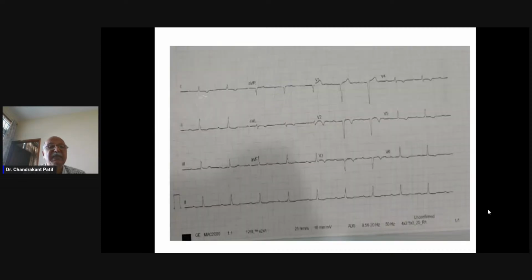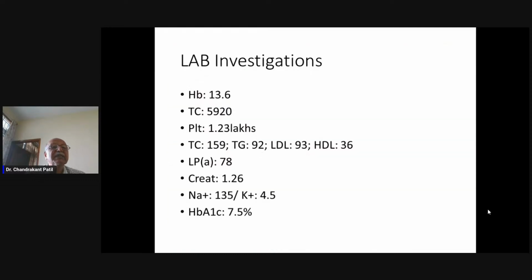You can see there are T inversions in most leads: lead 1, 2 is there, AVL is there, almost V2 to V6, T inversions are seen. A little non-rising R is there up to V3. And let us look at his investigations.